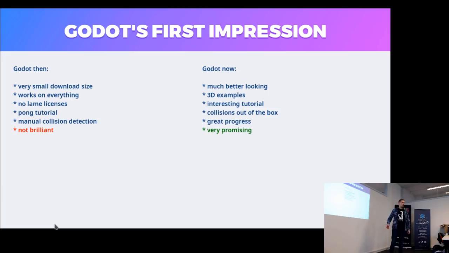The tutorial was a Pong game. I mean, come on, you can do better. And I think at some point the tutorial told me to implement collision detection on my own. And it's not very difficult, but that's something that a game engine should handle out of the box. So if it doesn't, then again, what good is it? So the first impression was Godot is not brilliant.